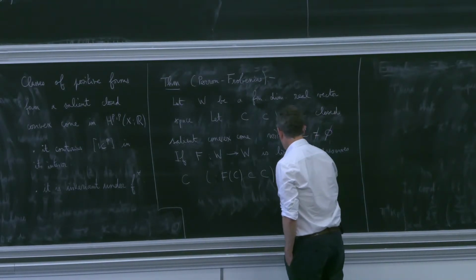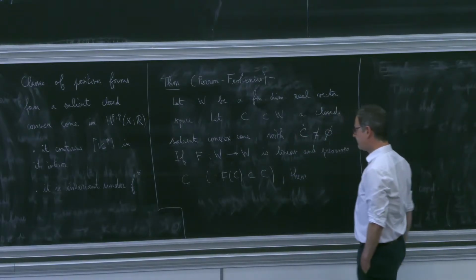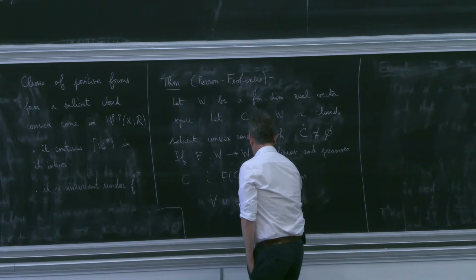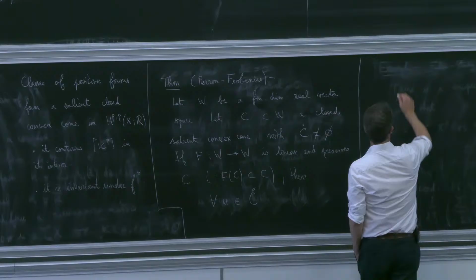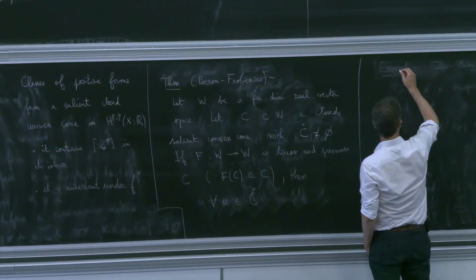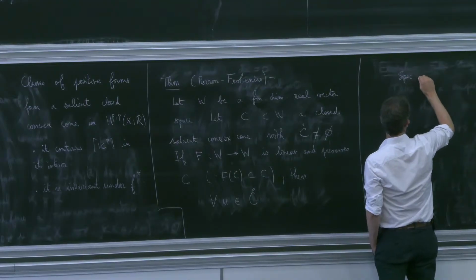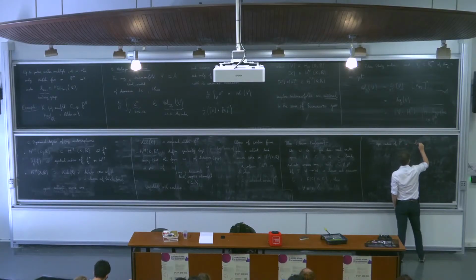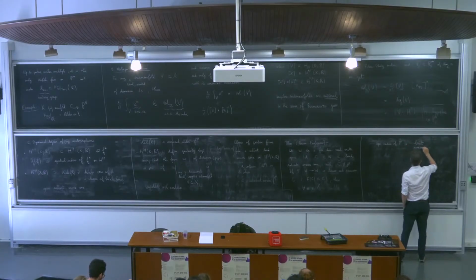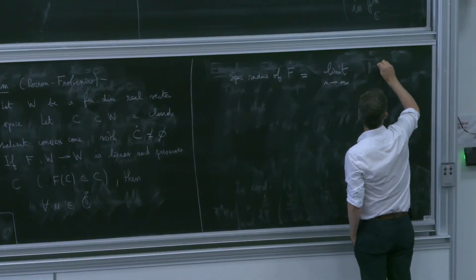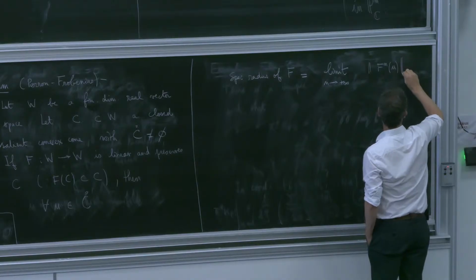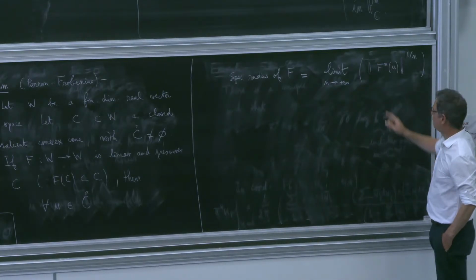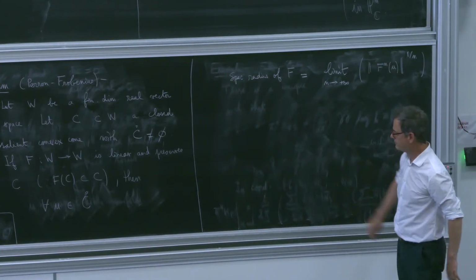Then we get the following. For any vector u in the interior of C, the spectral radius of F is equal to the limit as n goes to infinity of the norm of F^n of u, take the nth root. Okay, so for any norm on W.